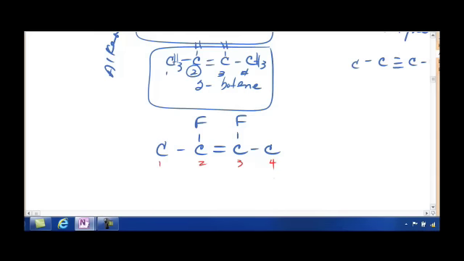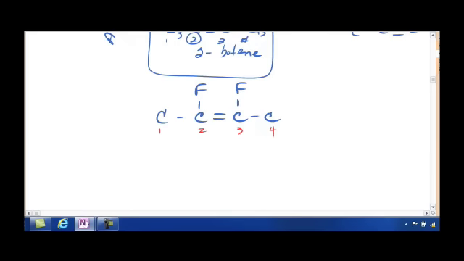What's this guy's name? 2,3-difluoro. Difluoro, what butene? 1-butene or 2-butene? 2-butene. So if you have a butene, you need to tell me where the double bond is. Because if I put the double bond between carbons 1 and 2, that's a different guy. Okay, yes, we're okay with this name?